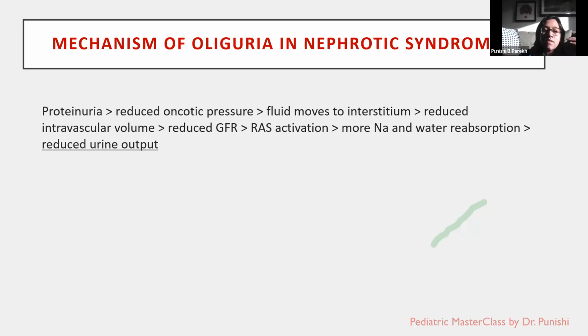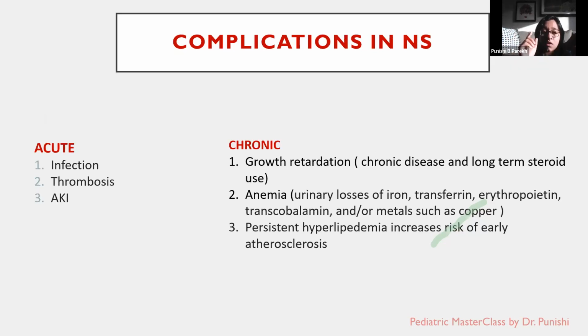Now, moving ahead, what are the complications? So the next set of questions that you need to ask in history, after history of etiology or negative history, is history of complications in nephrotic. So if you have to broadly classify complications, they can be either acute or chronic. So let's concentrate on the acute complications first. You can have either infection, thrombosis, or AKI, acute kidney injury.